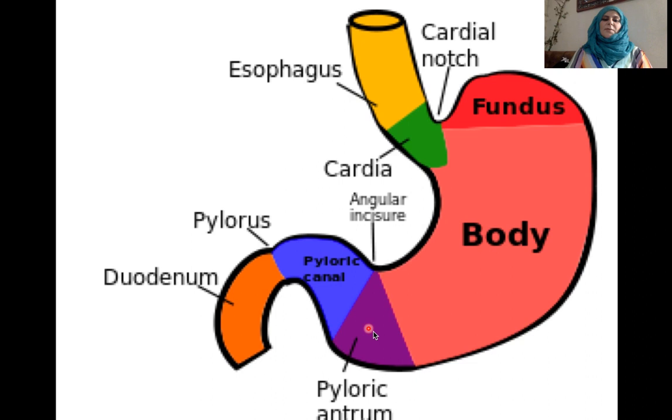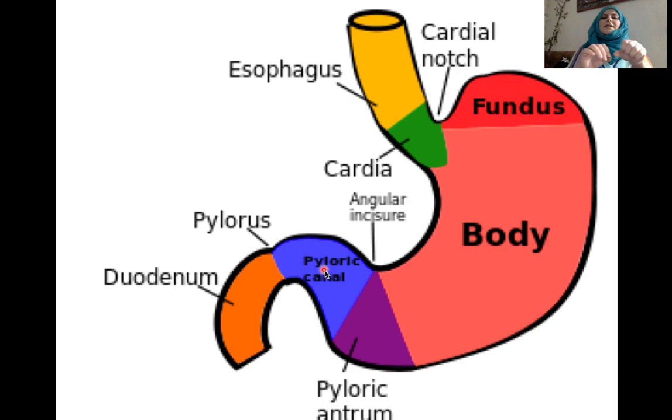Beneath it, this lower part will be divided into the pyloric antrum and the pyloric canal. The pyloric antrum is larger, 7.5 centimeters. The pyloric canal is smaller, 2.5 centimeters. The pyloric antrum is the region where a lot of parietal cells are present. The pyloric canal is where the pyloric sphincter is present, the anatomical sphincter.